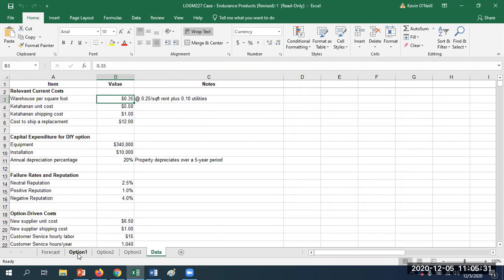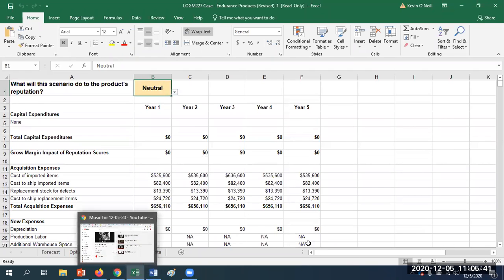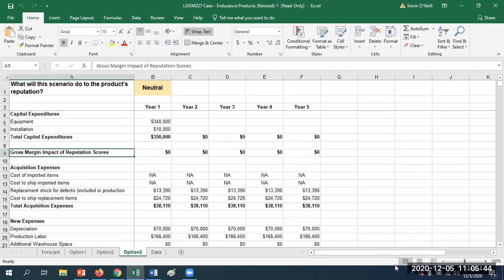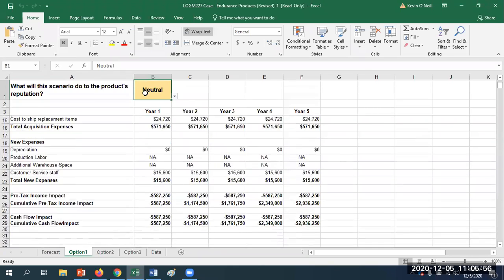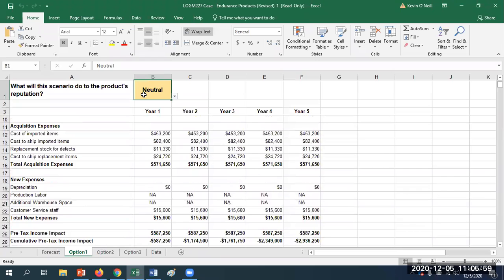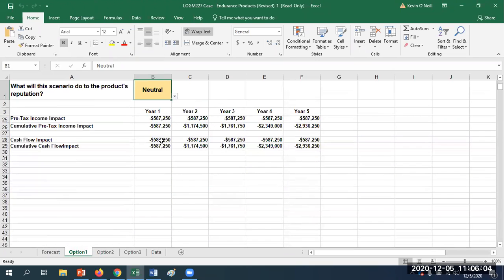Now, the next thing is that there is an option 1 spreadsheet, an option 2 spreadsheet, and an option 3 spreadsheet. What you have to do is determine for each option what it's going to do to the reputation. Right now, they're all set to neutral. So if you go with option 1, and that keeps my reputation neutral, then this is what the next 5 years is going to look like.